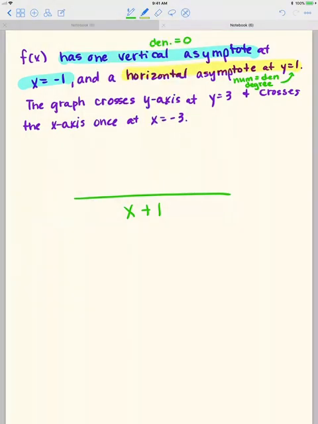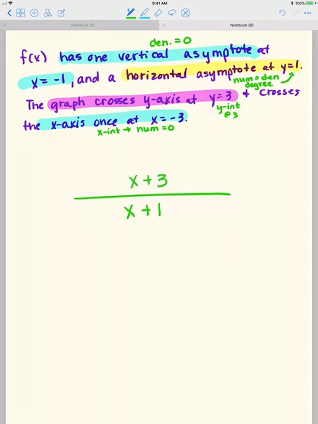The graph crossing the y-axis at y equals 3 is a y-intercept at 3. And the graph crossing the x-axis is your x-intercept, and it only crosses once. So x-axis, that's your x-intercept. Remember, on a rational function, that's what makes the numerator 0. So if I have an x-intercept at -3, then I'll have an x plus 3 in the numerator, so that I get my x-intercept at -3.